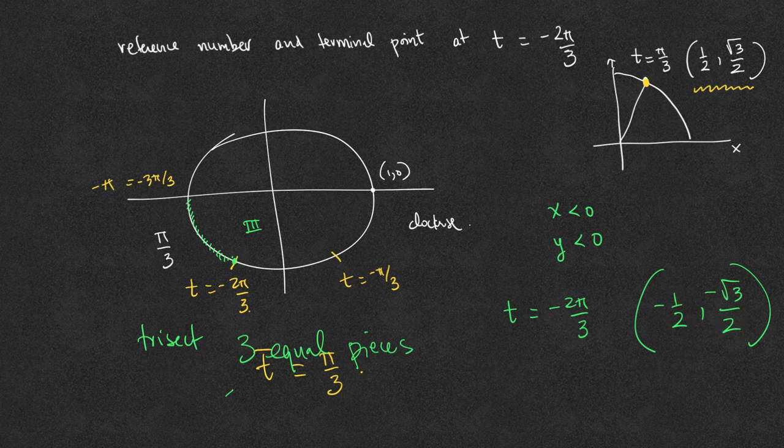From the point determined by t equals pi over 3 in the first quadrant. In the first quadrant, both x and y are positive. We use the reference number to refer to whatever t from the first quadrant, but we still need to change the sign accordingly depending on which quadrant the terminal point lies in.